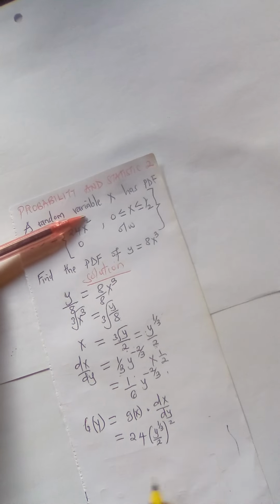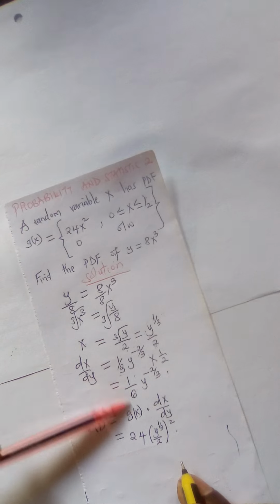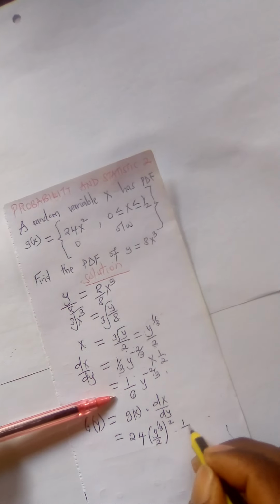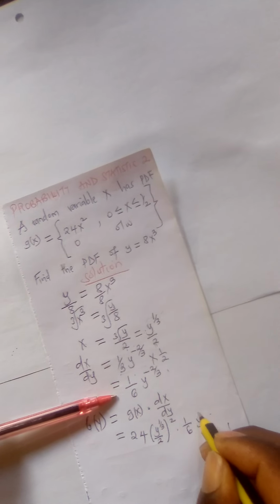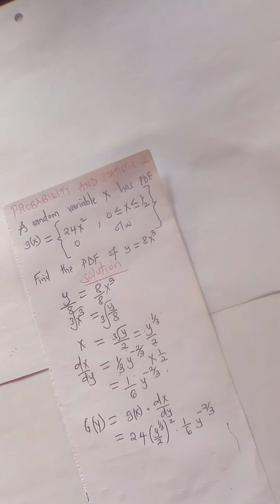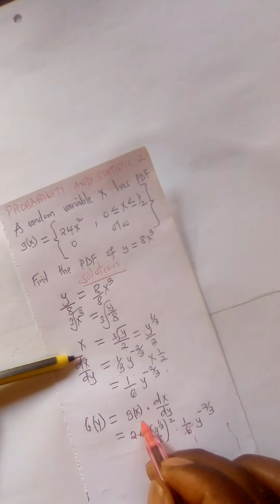Now after doing such, remember I have my dx/dy, and what is it? My dx/dy is this. So this is what I write. So I'll write here 1 over 6 y raised to negative 2 out of 3. Now after that, you can see the uniqueness, because this 6 here can cancel and it goes. Then you just solve this bracket, because this bracket here I can work it out. The square sign affects both the numerator as well as the denominator there.